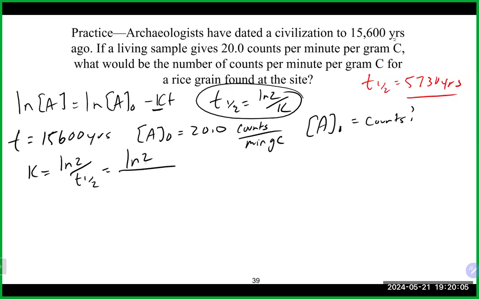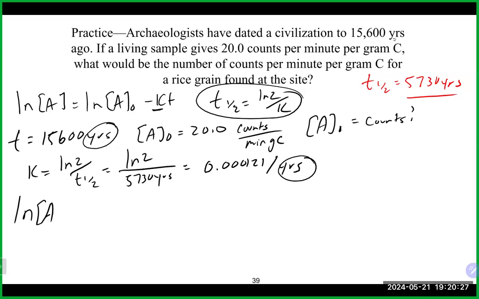Natural log of 2 over 5730 years. So that gives us that same number we had previously for our decay constant, 0.000121 reciprocal years. We are good in terms of the units of our decay constant and our time. They're both in years, so everything should cancel out correctly.